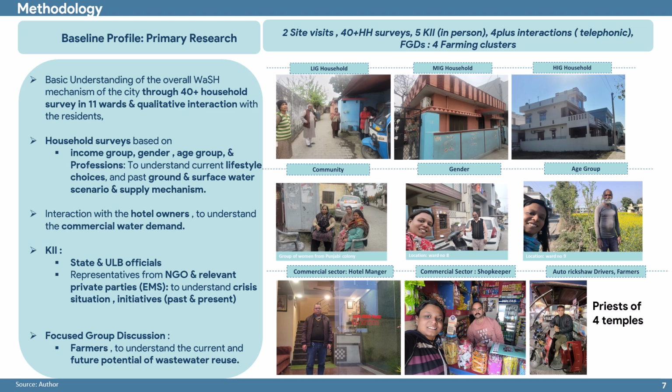Through this, I tried to do a thorough baseline profiling of the city by doing almost 40 household surveys, 5 plus KIIs, that is key informant interviews, in person, a few telephonic interviews with relevant personnel, and FGDs, that is focus group discussions, with farmers in around 4 clusters. The survey was divided with respect to income group, community, gender, age group, and professions. Hotel owners were also interviewed to understand the commercial consumption of the city.